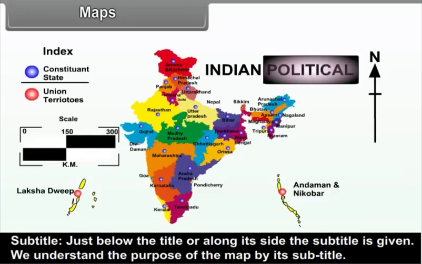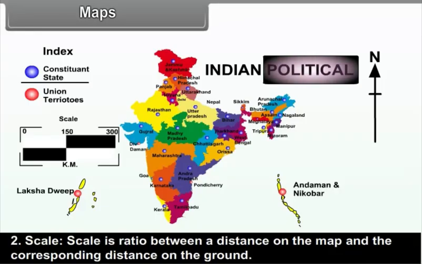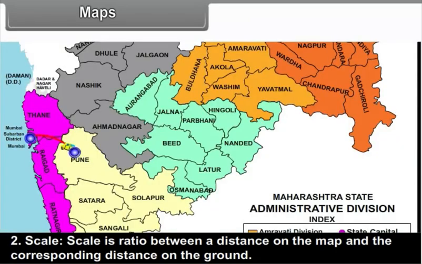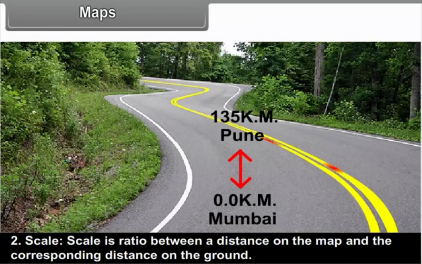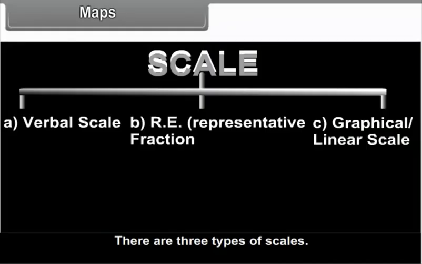Subtitle. Just below the title or along its side, the subtitle is given. We understand the purpose of the map by its subtitle. Scale. Scale is a ratio between a distance on the map and the corresponding distance on the ground. There are 3 types of scales.